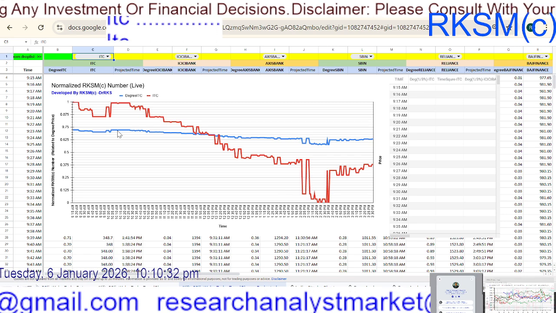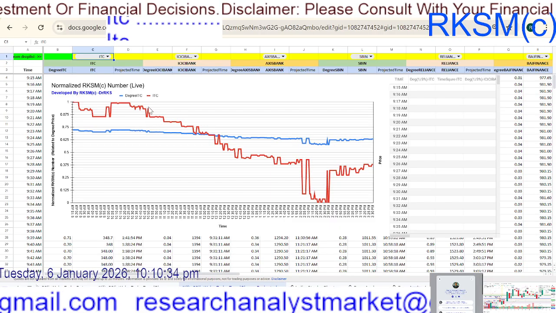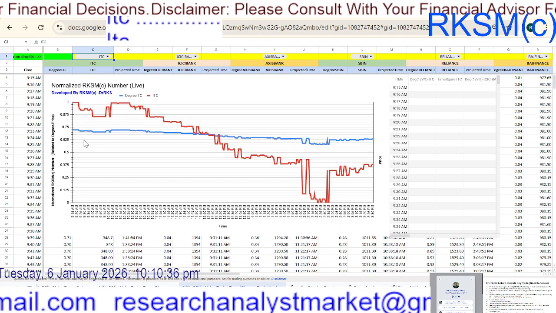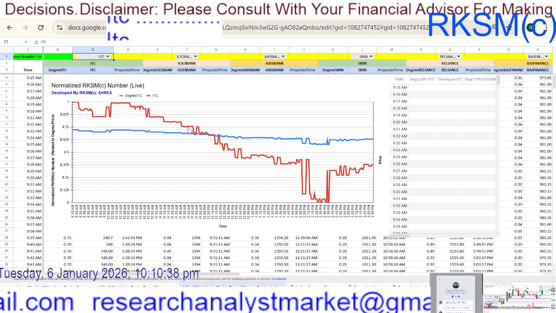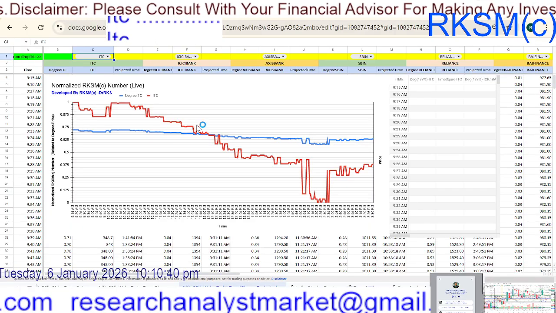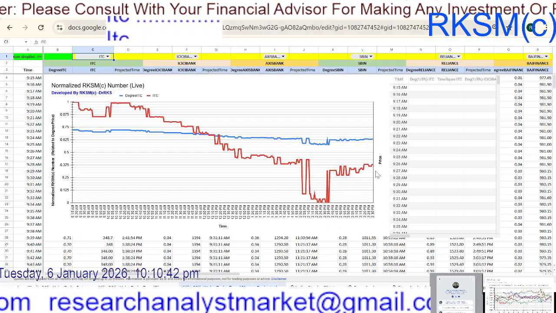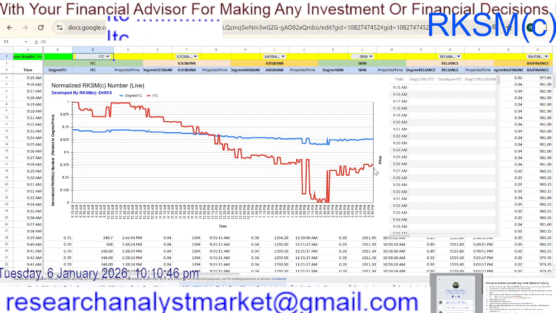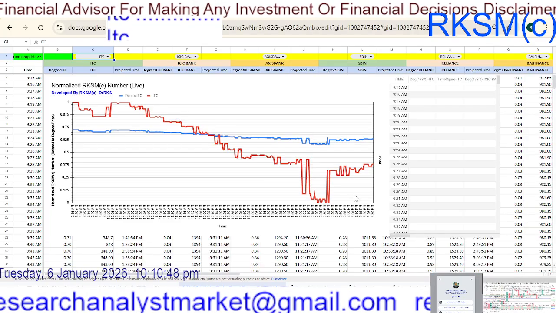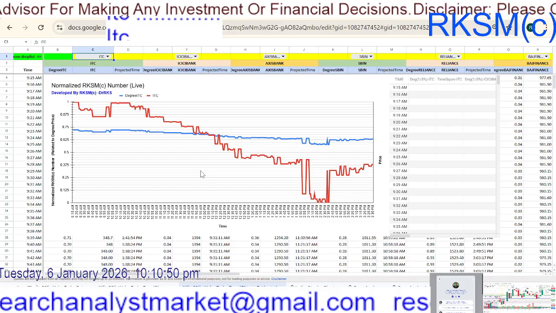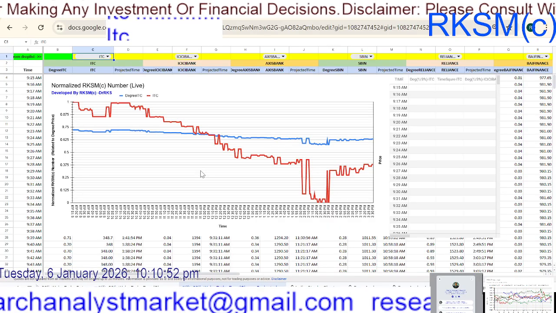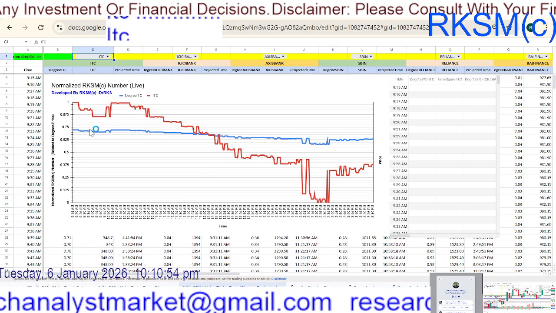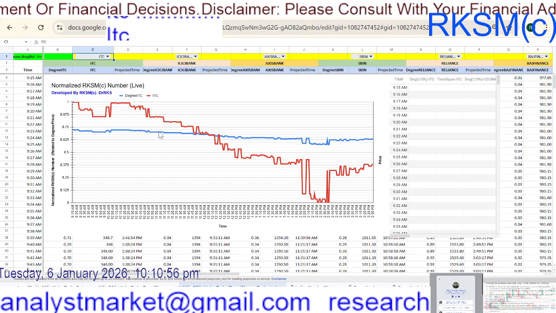As you see, there are two data points here, one for our design model and another for the ITC stock price. The price is showing in red, but that number is not important, the trend is important. Our focus is to identify where we will get the trend. The blue line is our data point which we have developed.